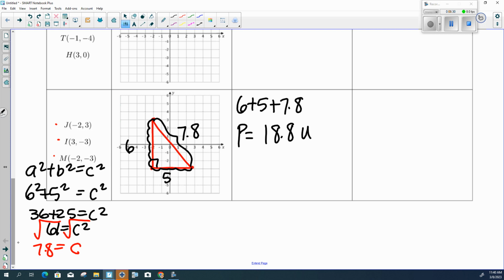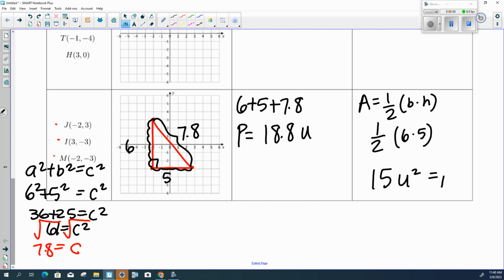Now, this is a triangle. It has a slightly different area formula. An area of a triangle is 1/2 the base times the height. So in this case, 1/2, 6 times 5. 6 times 5 is 30, and half of that is 15. These are square units. This is my area.